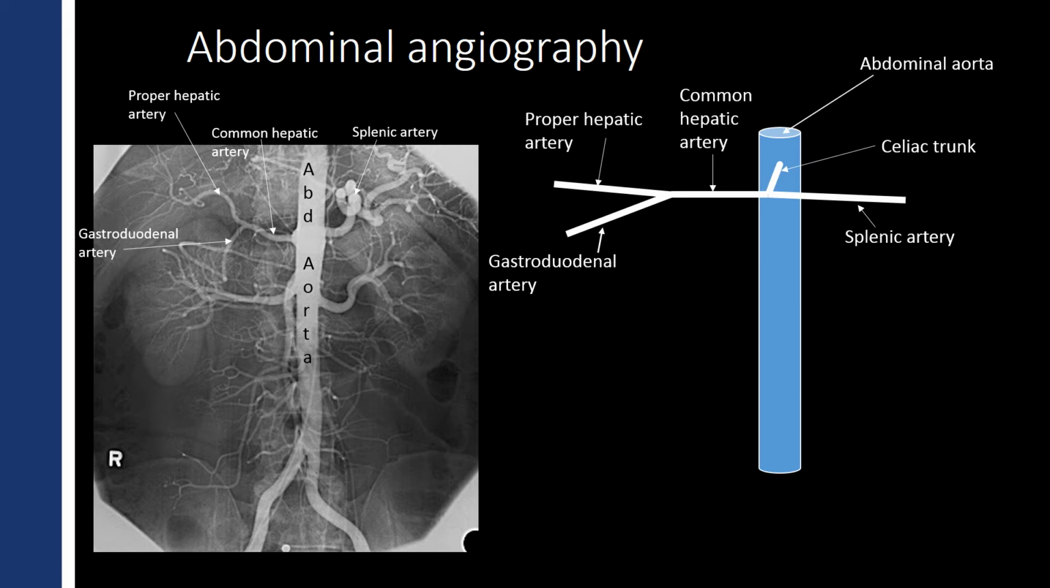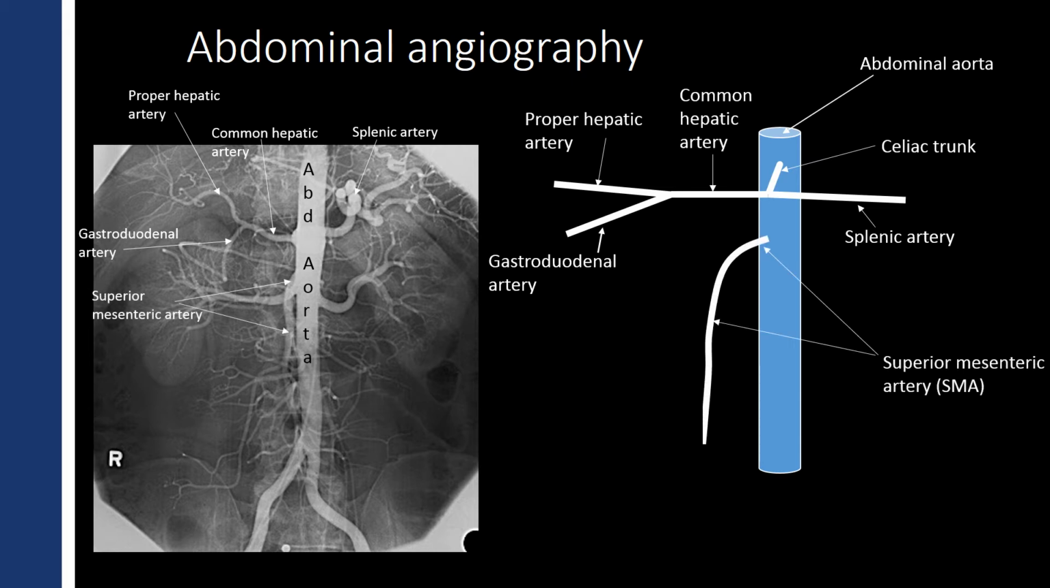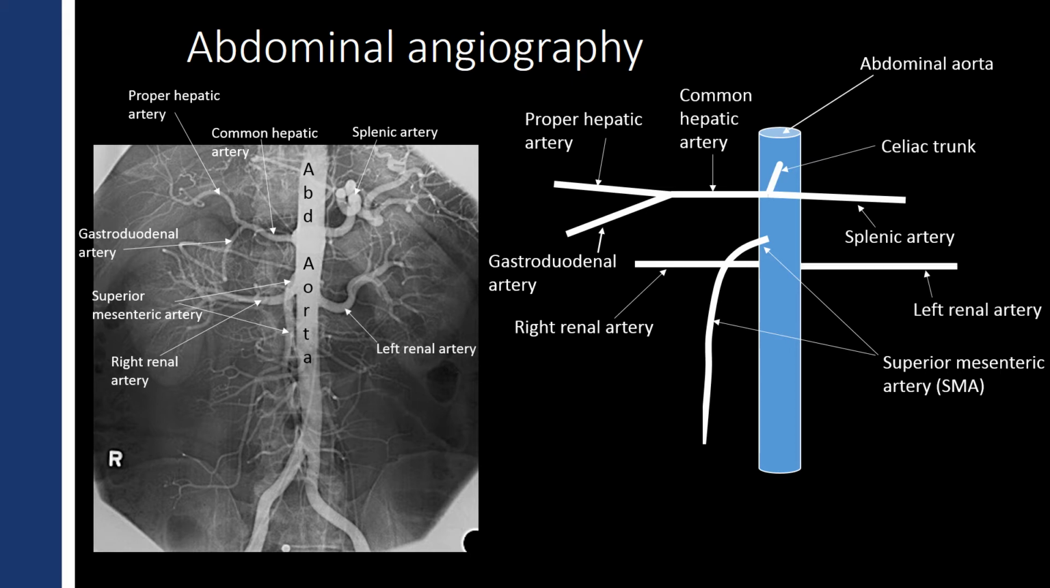The next major branch off the aorta is the superior mesenteric artery. Of course, this is going to supply all of the small bowel and most of the large bowel, we'll see more of that on the next slide. Just below the superior mesenteric artery are the renal arteries, the right and left renal arteries. You can tell where the renal arteries are because if you follow them out, you can see the kidneys start to concentrate that contrast just like it does in CT. It's getting blood supply from those arteries and concentrating that radiographic contrast.